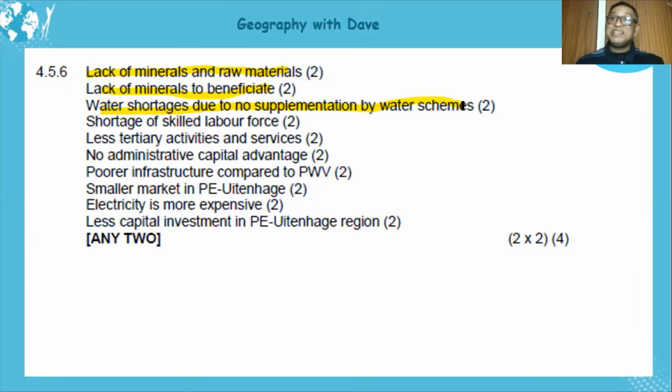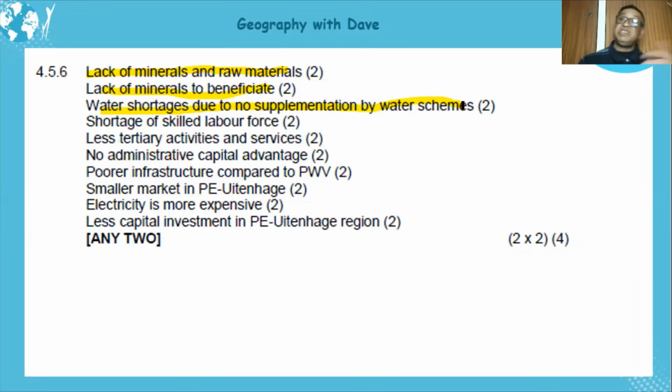So you've done this. So what else is the examiner saying? Hey, don't just do your work in isolation. Compare them between the two. Okay, see what's there, what's not there. So it's good. And we can apply all these questions to the PWV also. You understand? Like the port. We can ask you a question. What's the difference there? An advantage for PE-Uitenhage compared to the PWV.